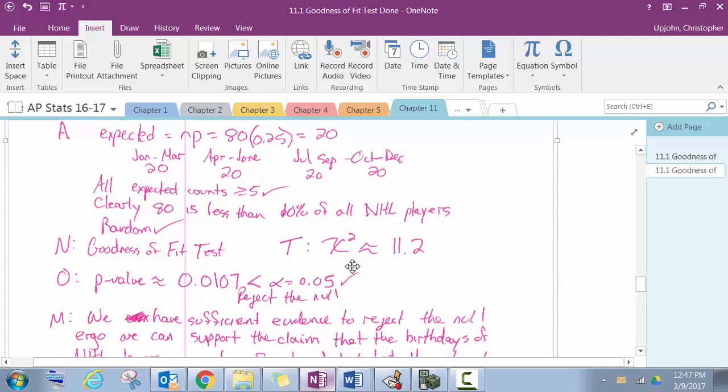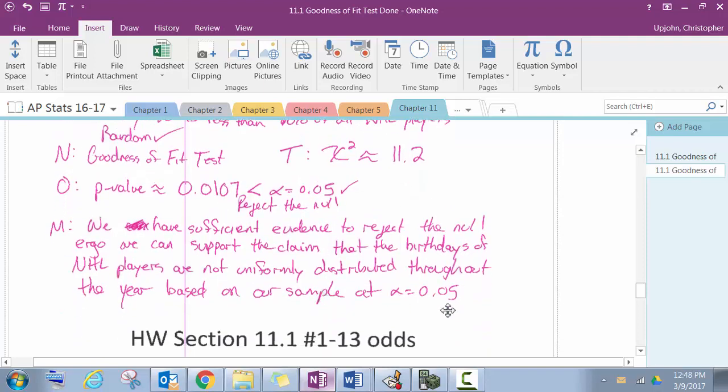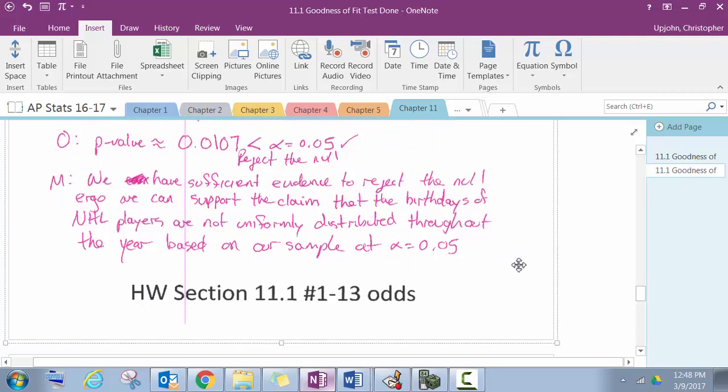So we have a chi-squared value of 11.2, p-value of 0.0107, which is definitely less than 0.05. So we have sufficient evidence to reject the null. Ergo, we can support the claim that the birthdays of NHL players are not uniformly distributed throughout the year based on our sample at alpha equals 0.05. And again, there's many different ways you can say that, but I think that's a pretty succinct and efficient way of saying our conclusion.